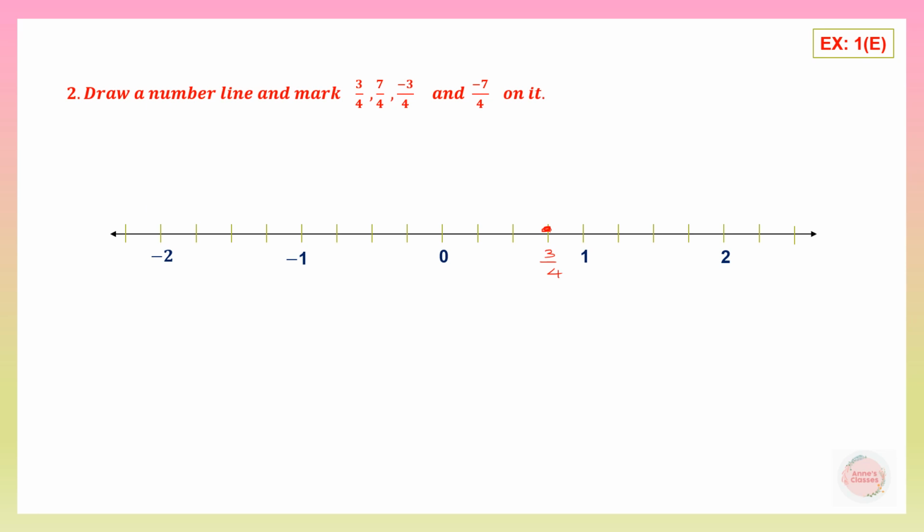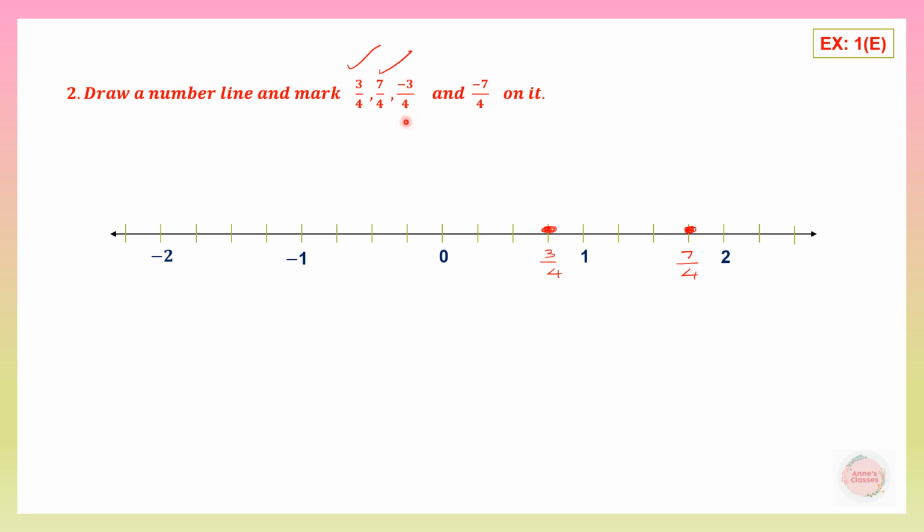So now let's go on to the next one, which is 7 by 4, which is also positive. So this is 3 by 4. This will be 4 by 4. Then 5 by 4, 6 by 4, 7 by 4. So that is 7 by 4. That is this point here. So let's mark that clearly. 7 by 4, and let's write it 7 by 4.